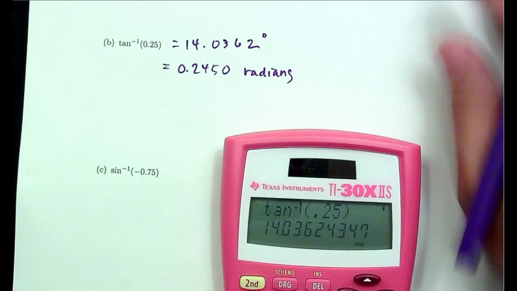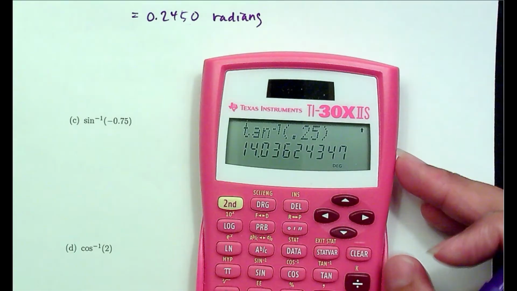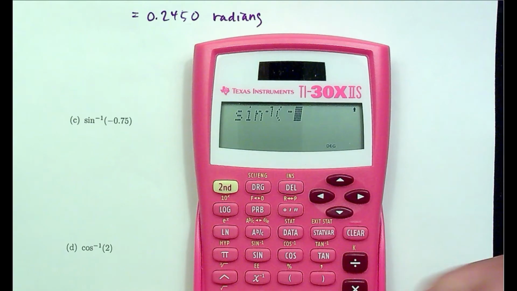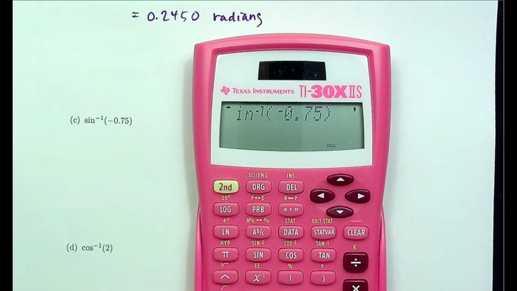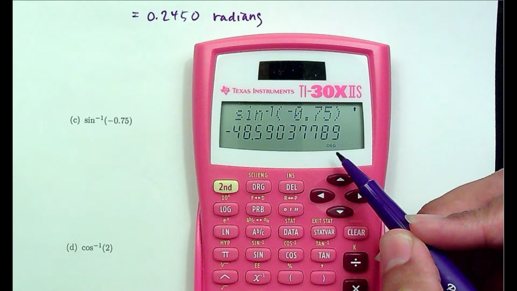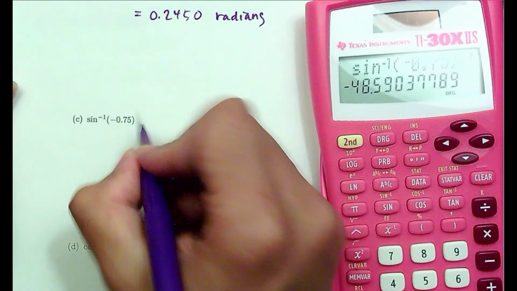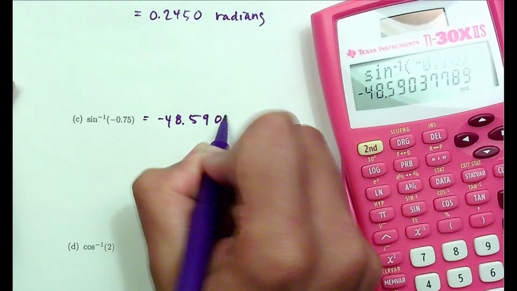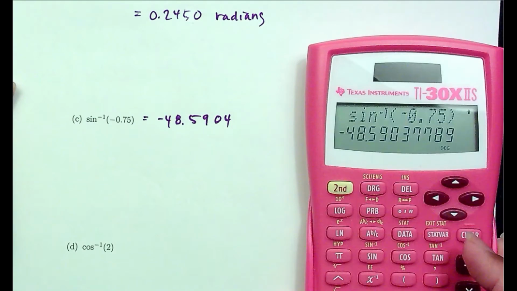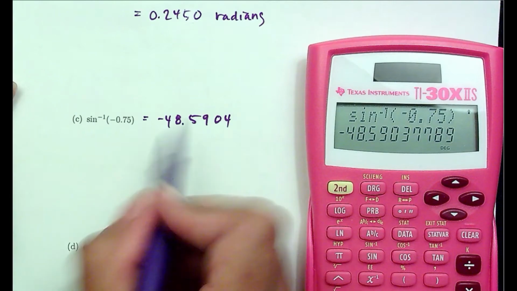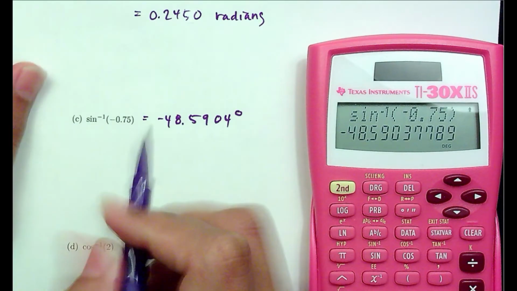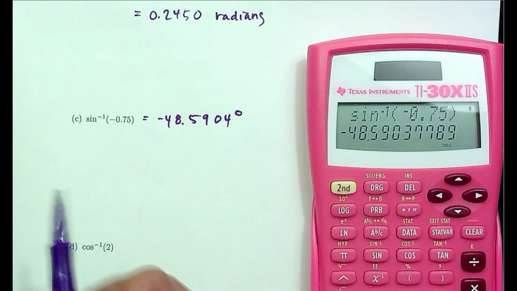Okay, let's do 2 more. This one says sine inverse of negative 0.75. I'm going to get the answer in degrees because my calculator is in degrees right now. And I get negative 48.5904, rounding to 4 decimal places. Don't forget to write a little circle, otherwise the computer would understand that that's radians. You will get it wrong if you forget the little circle.